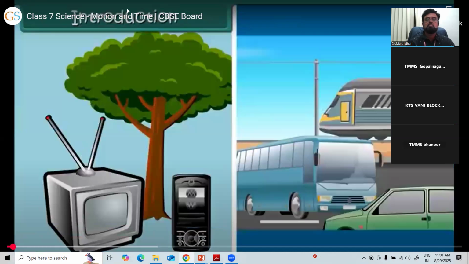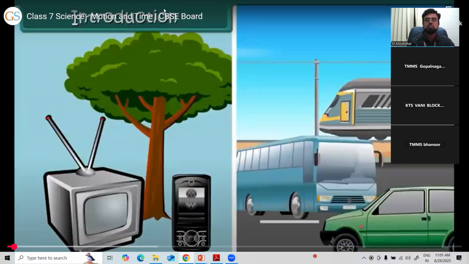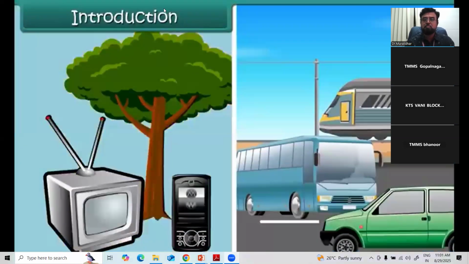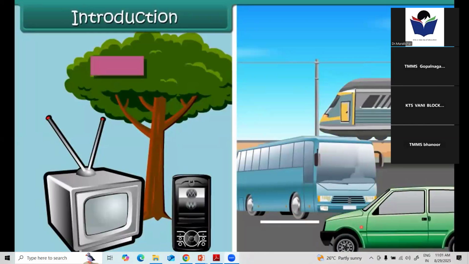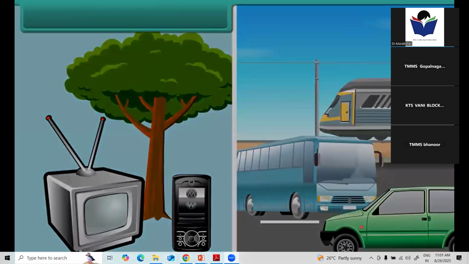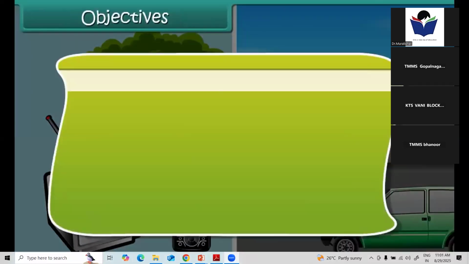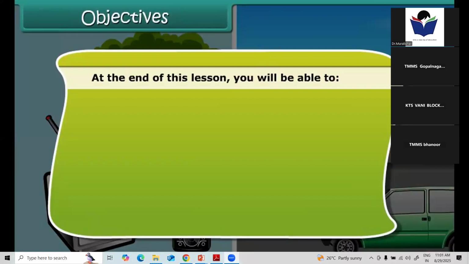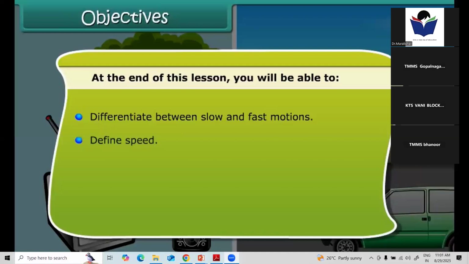Just look around yourself and you will find objects of different kinds such as television, mobile, trees, cars, buses, trains, etc. Objects such as television, mobile, trees, etc. are static. In other words, their position does not change with time. Such objects are said to be at rest, whereas objects such as cars, buses, trains, etc. are non-static. It means that their position changes with time. Such objects are said to be in motion. Let us discuss motion and time in greater detail in this lesson.